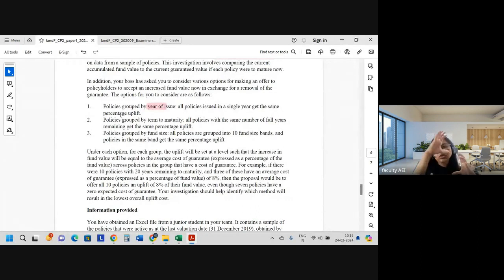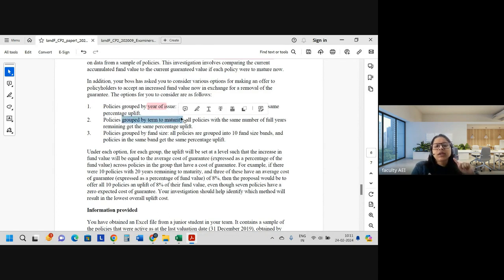So you have a fund value that the funds have achieved, so there will be an uplift. So for example, the fund value has accumulated to 100. I will give a 10% increase. So 110 is what I am paying to the policyholder right now.